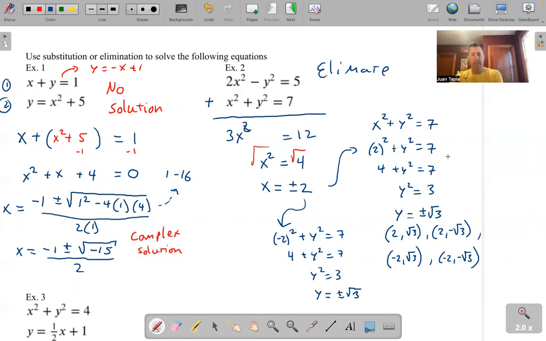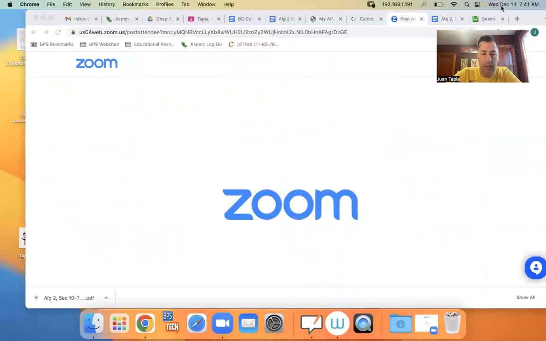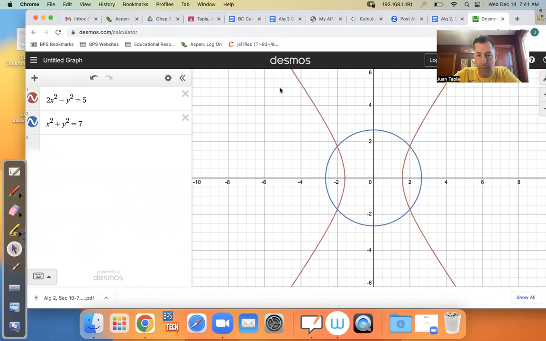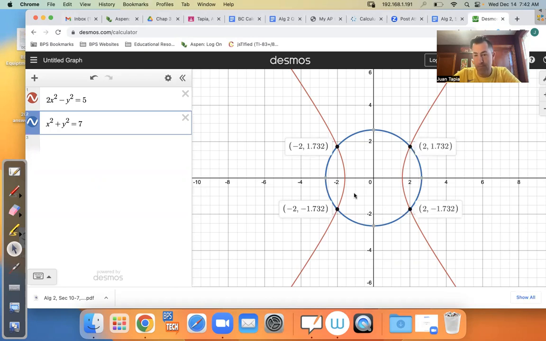So one of these is a circle, this one right here. The other one is a shape I mentioned the other day called a hyperbola. And let's see what it looks like on Desmos. Boom. So here's the equation of our circle. And here's the equation of our hyperbola. So hyperbola is this kind of crazy curve. Usually graphs as 2 curves. And you can see we have 4 points of intersection.